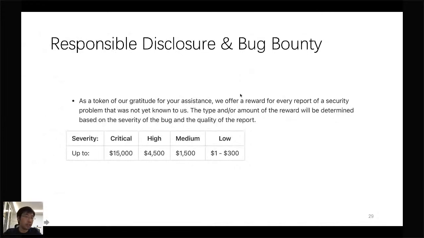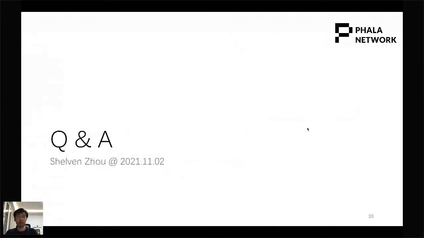Also, Phala Network has its own responsible disclosure and bug bounty programs, and we are willing to give good bounties for important bugs and vulnerabilities if any white hat finds them, and they are welcome to report them to us. Okay, this is all for today, and I will check on my questions.